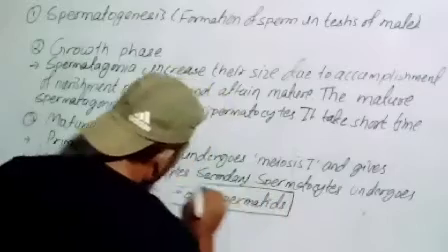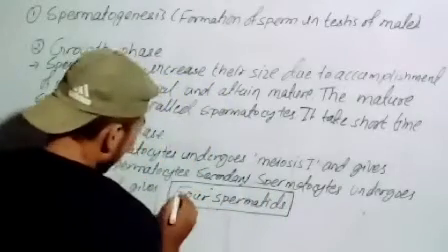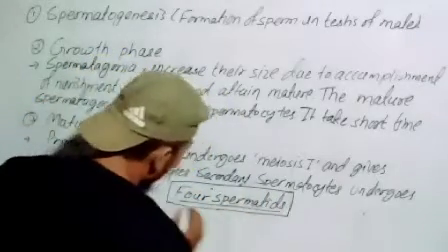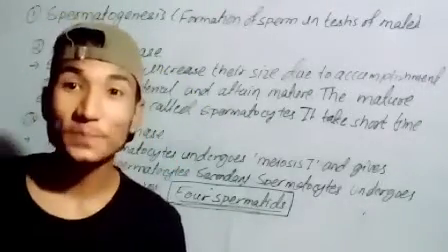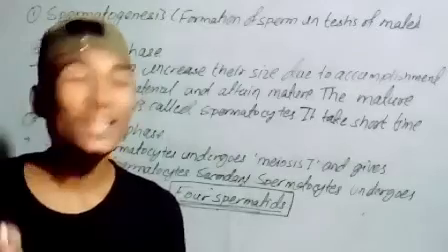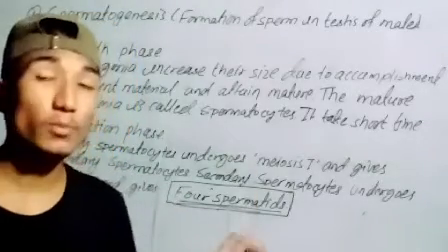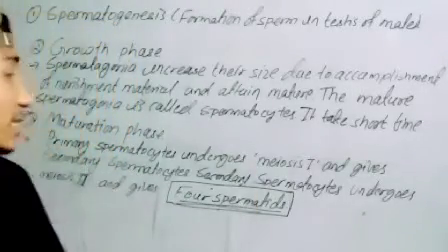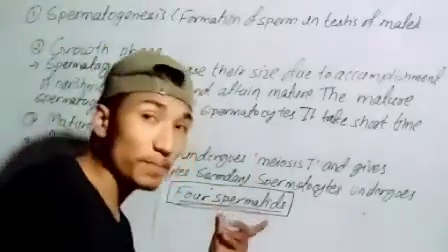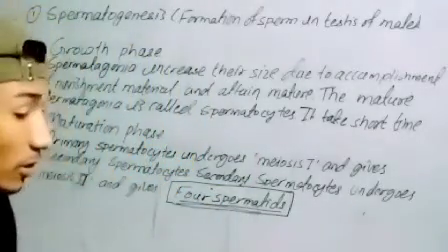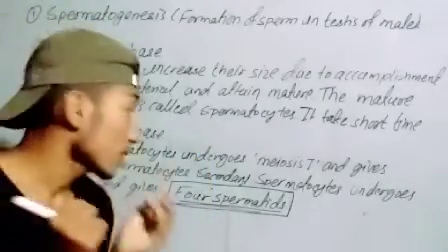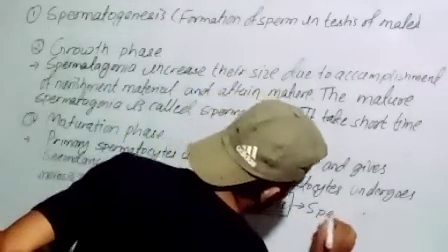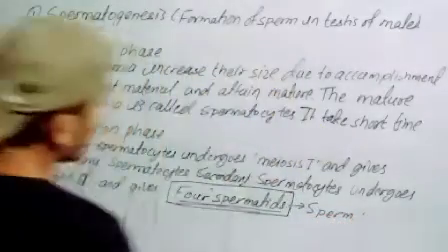Okay, note it here, I repeat, these four spermatids are called the sperm cells. This process is called spermatogenesis, the formation of sperm. These four spermatids are called sperm. You know the structure of sperm?